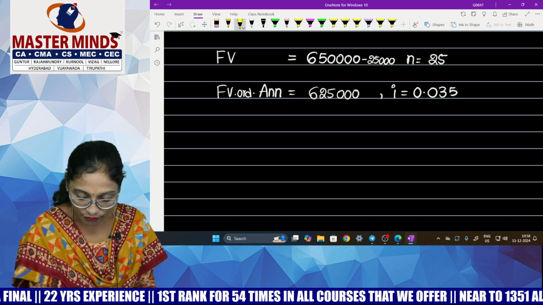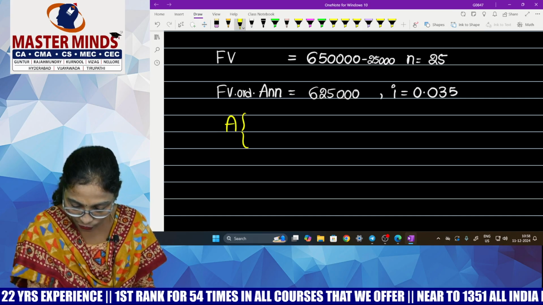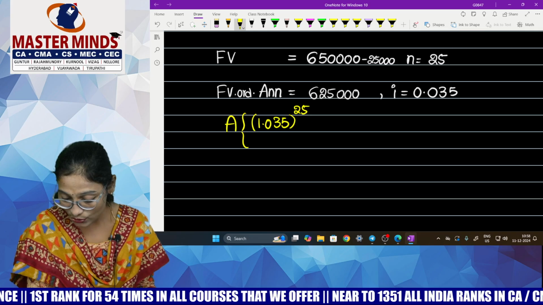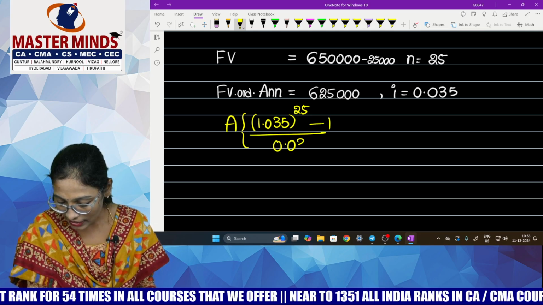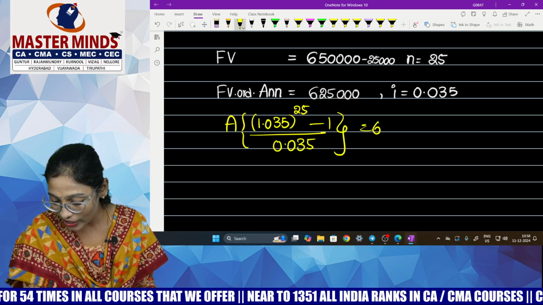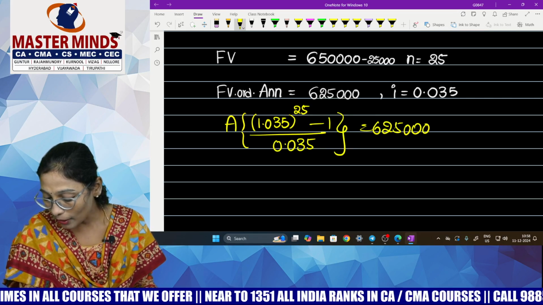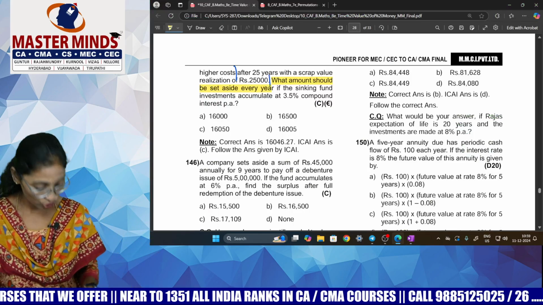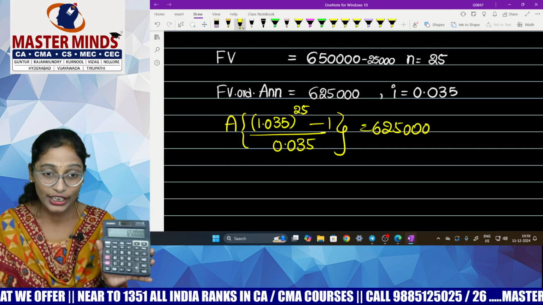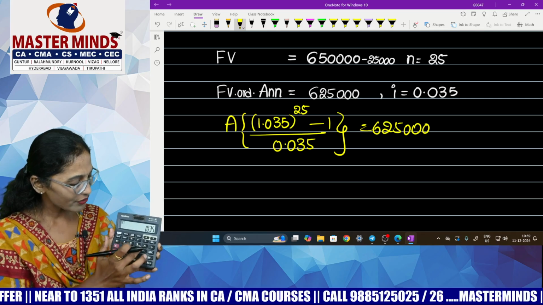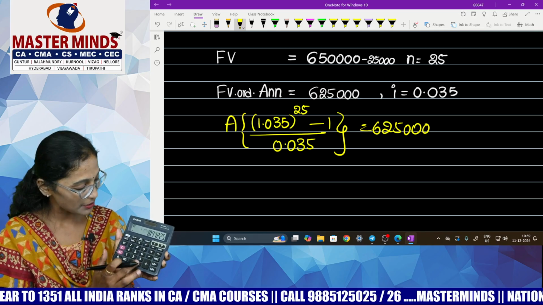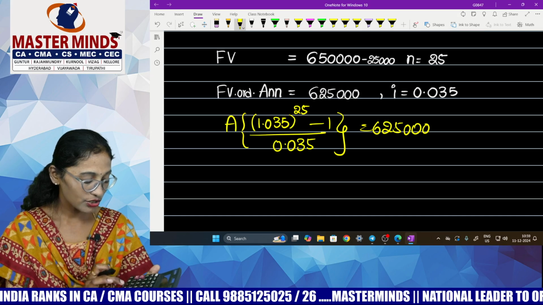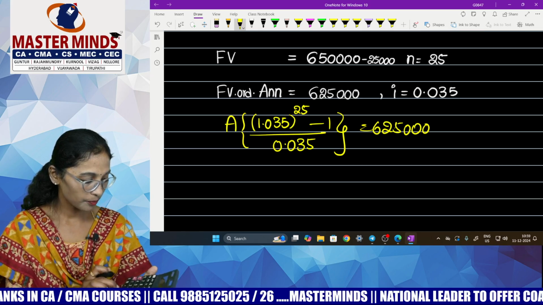Now tell me, what is the formula for future value of ordinary annuity? A into 1 plus I whole power n minus 1 by I equals 6,50,000 or 6,25,000? Usually 6,50,000, but we are getting a scrap from the old machine, no? Now, is this value available with you? No, not there. Then do one thing. Enter 1.035 in your calculator, as fast as you can, whole power 25, 26 steps. Pick fast. 1.035 whole power 25, 26 steps.